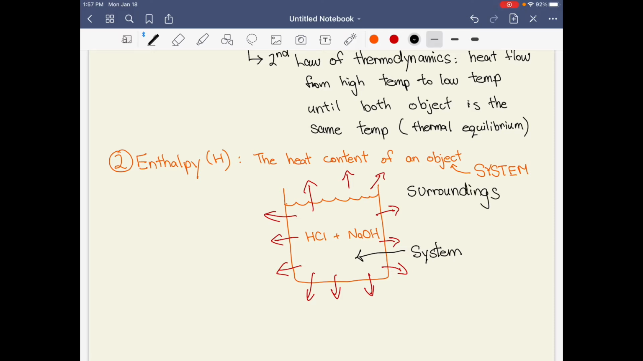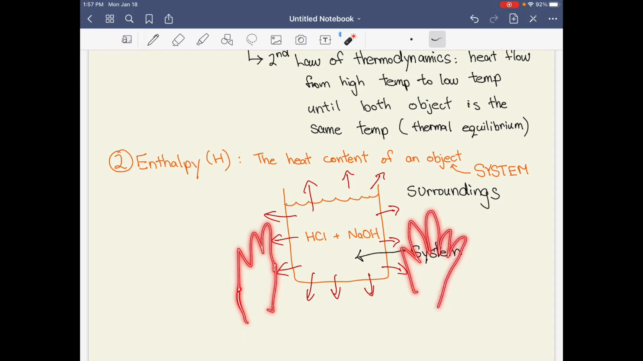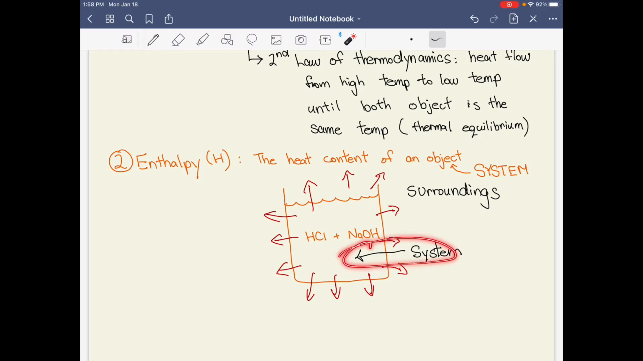Okay, so outside the beaker, we say that this is the surrounding. This is what we are experiencing. You are part of the surrounding. So if you were to do this reaction in a beaker, and you put your hand near, these are your hands, I know it looks really weird, you'll notice that it feels warm. What that means is that the system is releasing heat to the surroundings.